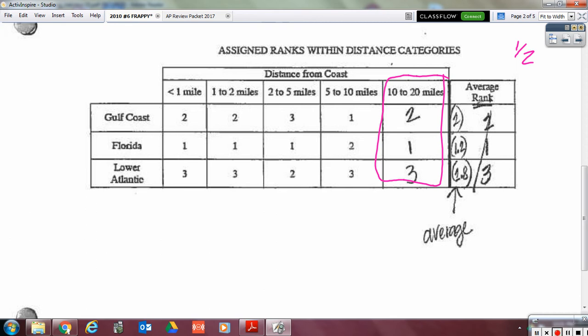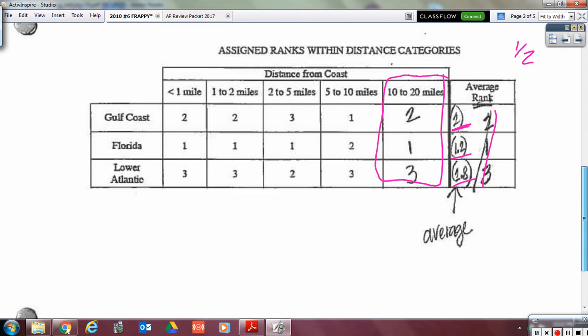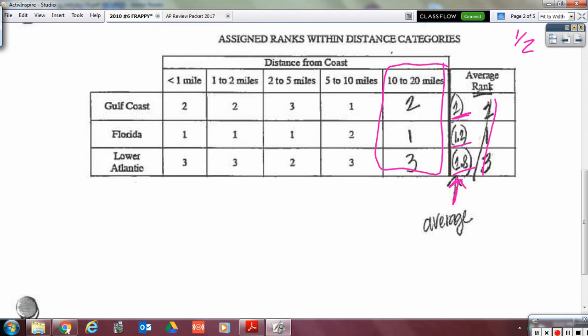Okay? Now, you did need to average them. I had done the ranking of the averages, and so I later figured out that that was wrong. But you needed to do the average. So the average of the Gulf Coast line is 2. The average of the Florida line is 1.2, and the average of the Lower Atlantic was 2.8. All right, moving on. And by the way, those averages here did not have to be correct in order to get a half a point. What had to be correct to get a half a point was those 3 numbers right there.